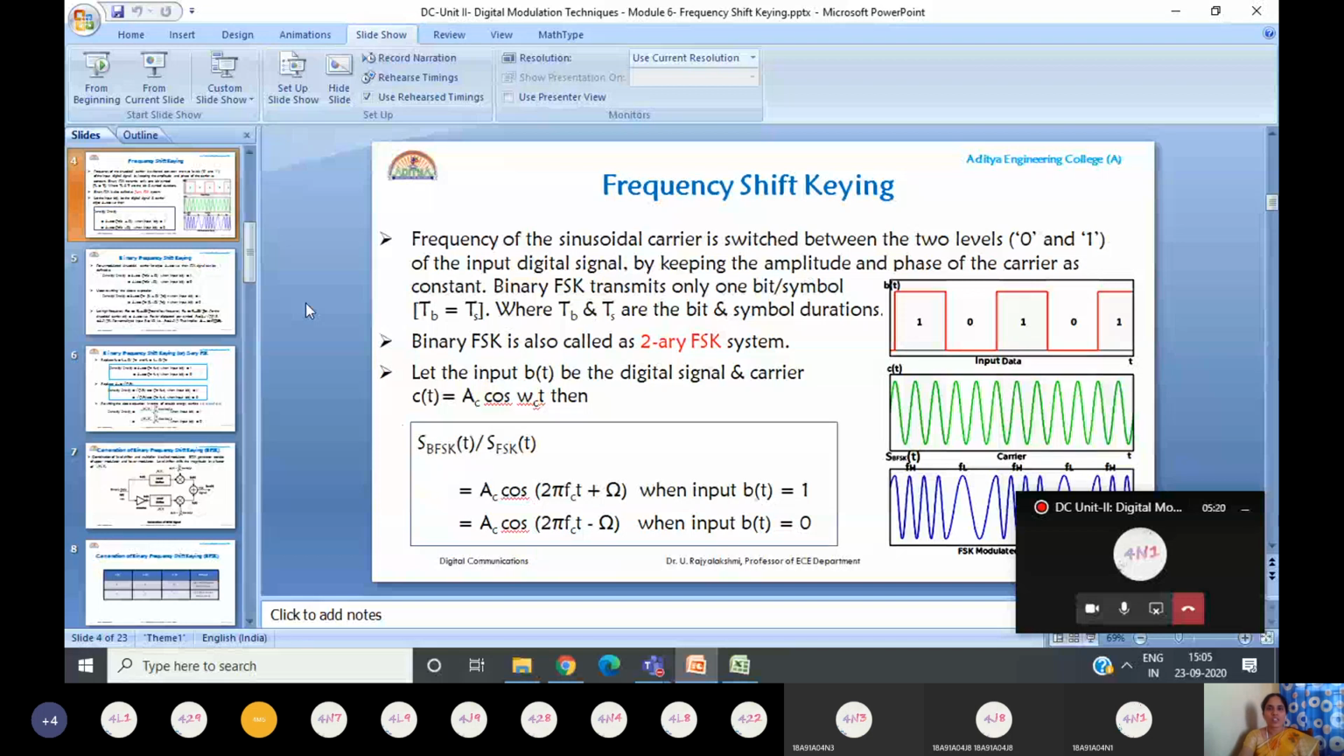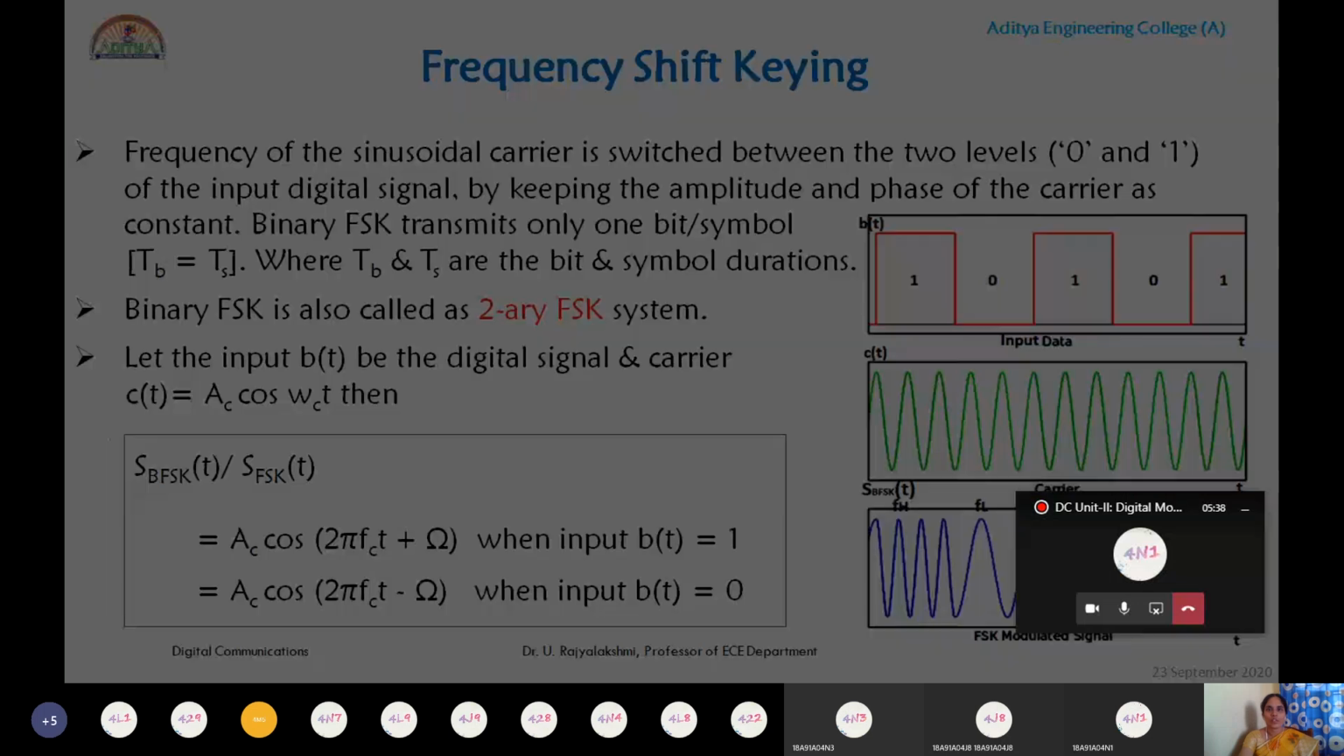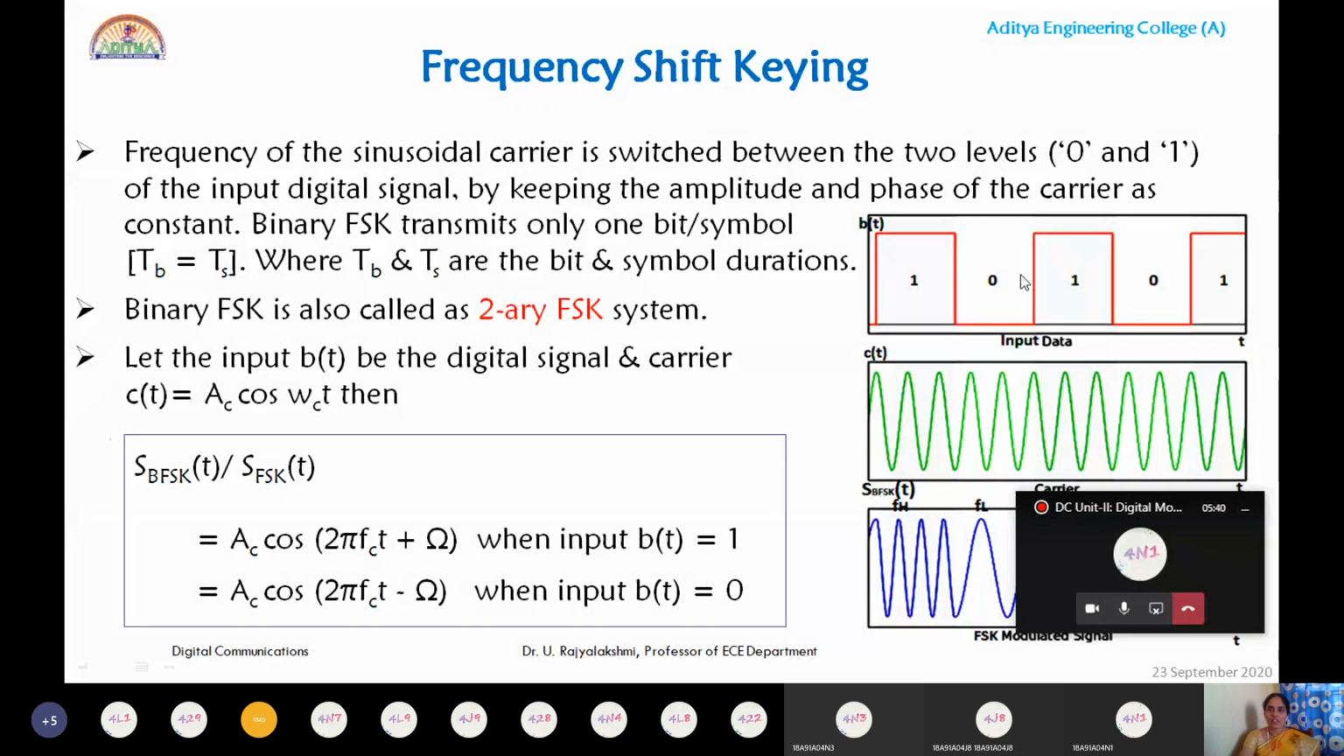So in the last class, we started frequency shift keying and completed the generation principle of FSK. We already defined the FSK signal as the change in the frequency of the carrier with respect to the input b of t. So that is generally called the FSK signal.